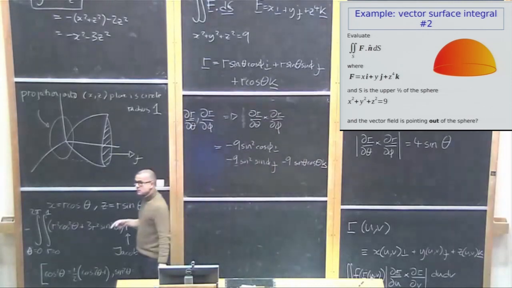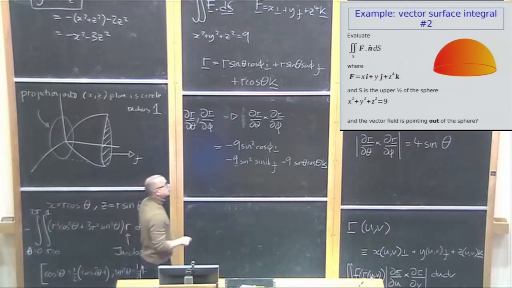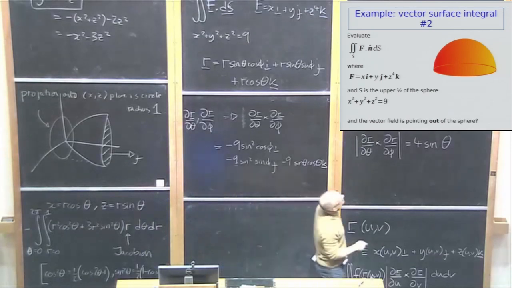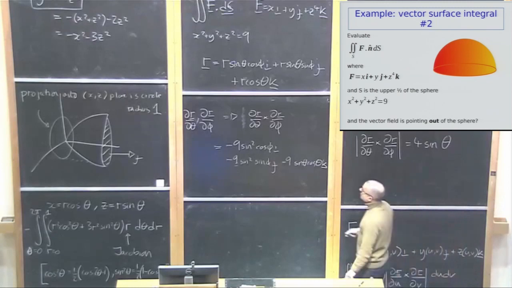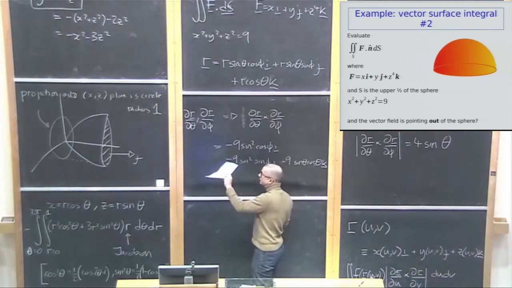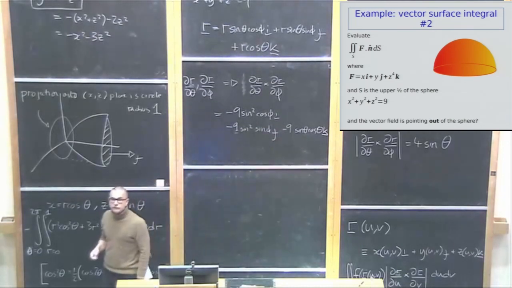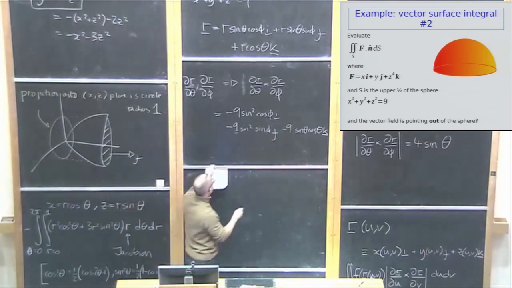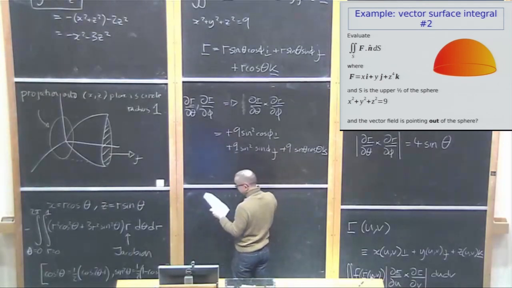And again, in this question, if you look at that cross product, which is a normal to the surface, you will see that it is pointing inwards, and the question specifically says that the vector field is pointing out of the sphere. So we take the negative of this in order to take a normal which is pointing outwards from the sphere. Okay? So we take all of these terms and we choose this normal.